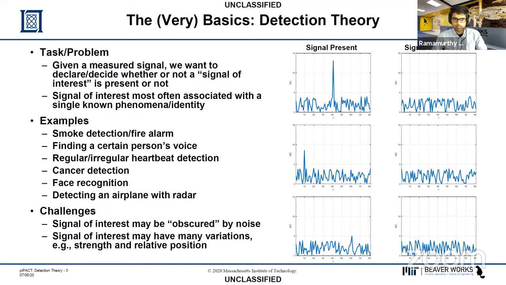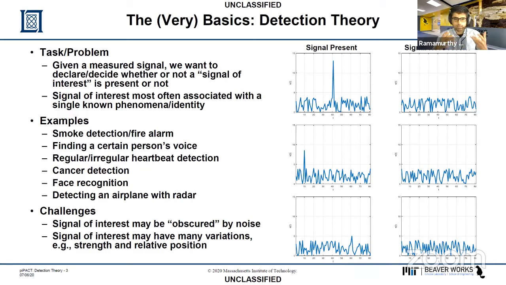So let's start with the very basics, and there are a lot of very basics. What is detection theory? It's kind of simple. Basically, given a measured signal, and signal can mean basically anything, it doesn't have to be a 1D signal. It can be 2D, it can be 3D, it can be whatever dimensionality you want. Whether it be audio, images, video, all sorts of signals are applicable.